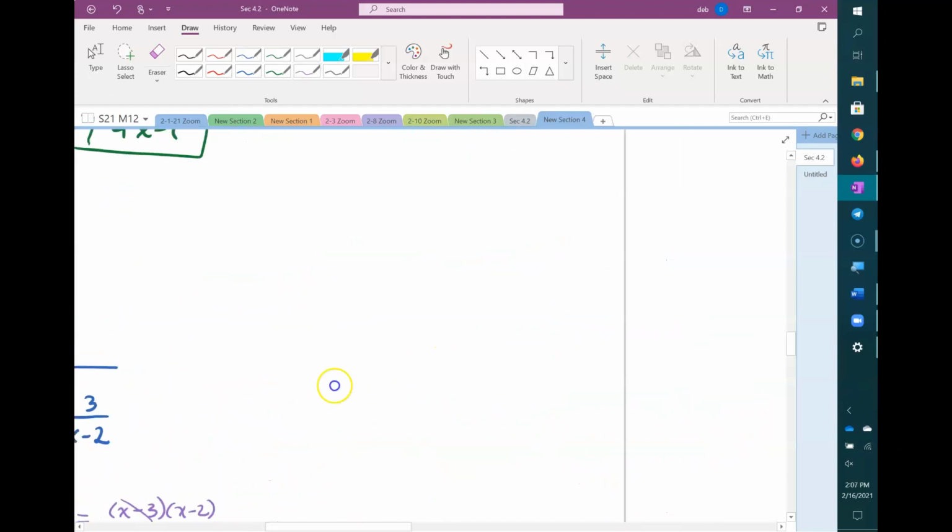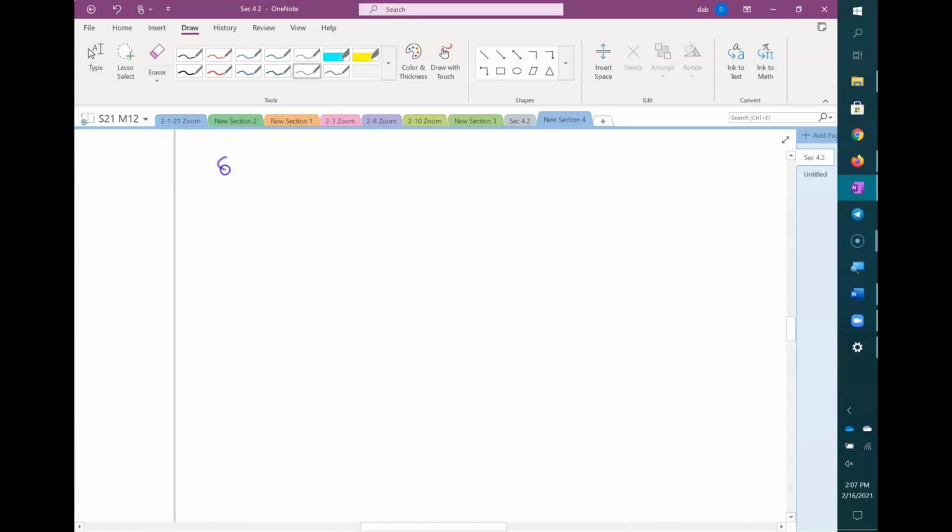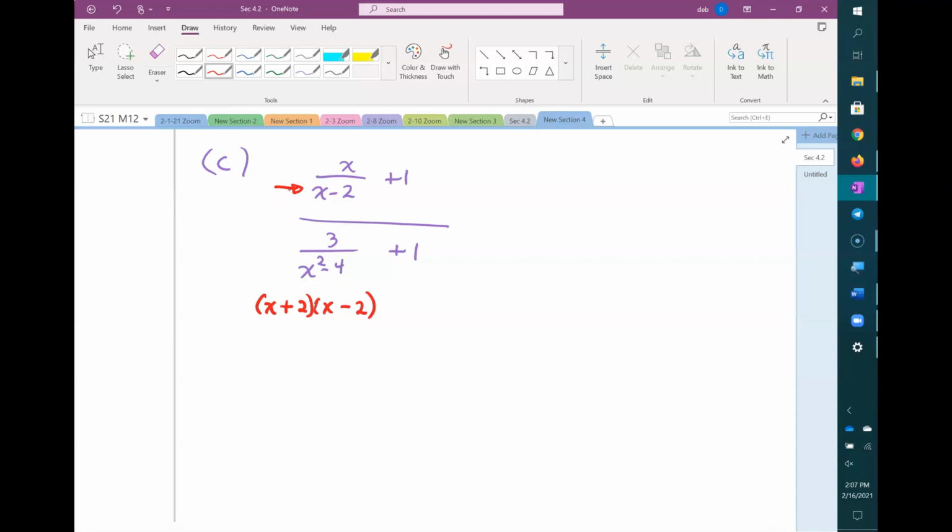Okay, so let's do one more. C, I have x over x minus 2 plus 1 over 3 over x squared minus 4 plus 1. So remember that x squared minus 4 factors as a difference of squares. And so you can see that this other denominator divides evenly into that first denominator. So this is my LCD, the x plus 2, x minus 2.